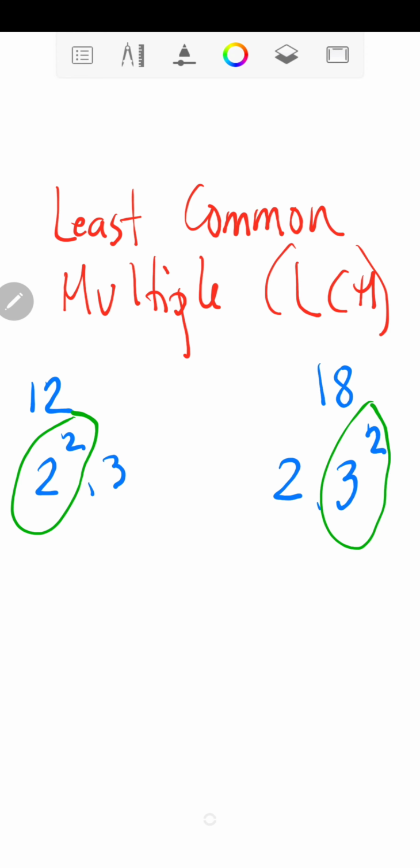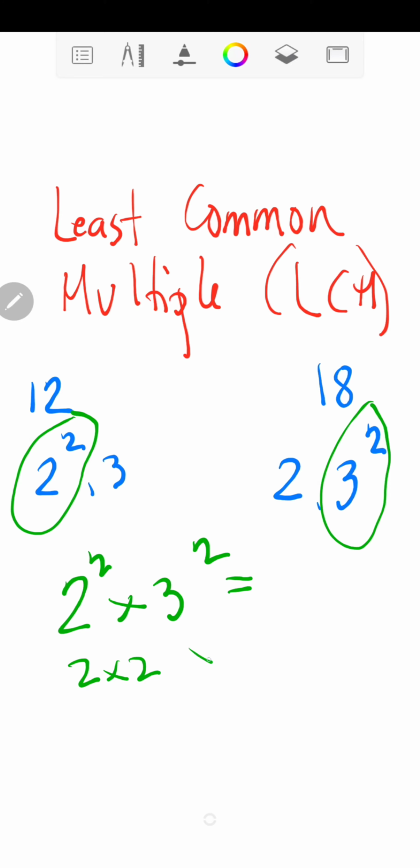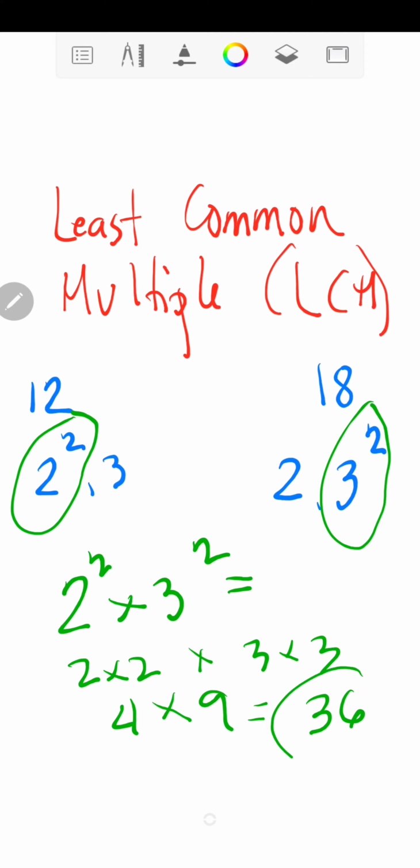And then we multiply them all together. So 2 to the second power times 3 to the second power: 2 to the second power is the same as 2 times 2, and 3 to the second power is the same as 3 times 3. So 2 times 2 equals 4, times 9 equals 36. Therefore, our least common multiple for 12 and 18 is 36.